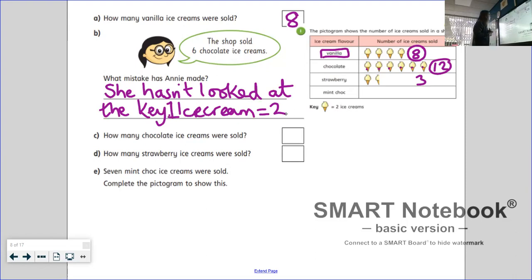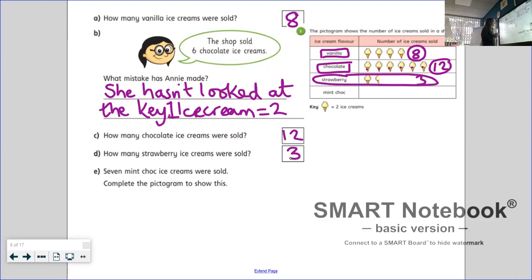How many chocolate ice creams were sold? So I'm going to look at chocolate. And I now know, look, I've already got my total in. It is 12. How many strawberry ice creams were sold? So I'm looking at my strawberry. I can see there it is 3. Oh, brilliant. I love it when there's these buns.